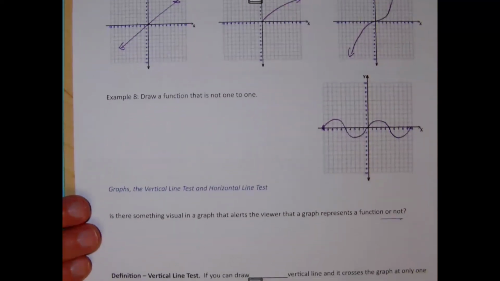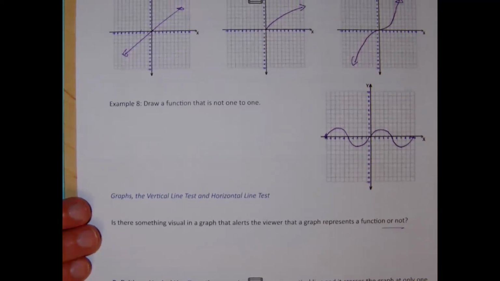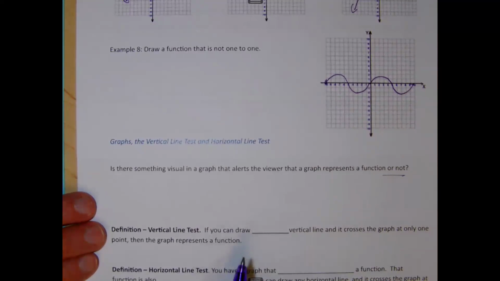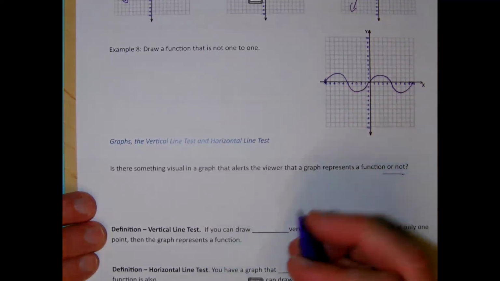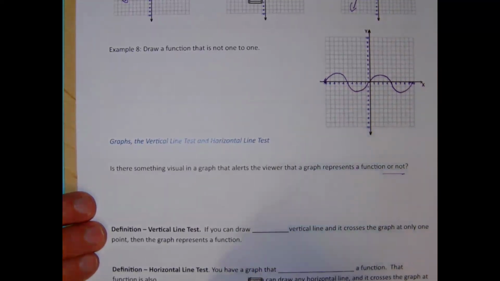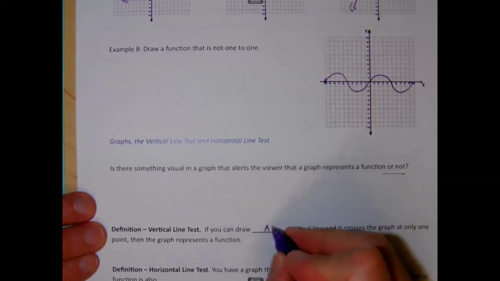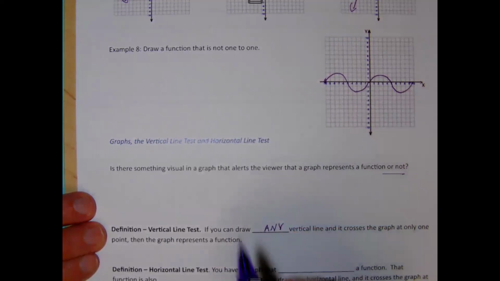Just to get to the chase, you might want to stop the video and think about it for a moment and see if you guessed correctly. But there's a thing called a vertical line test. If you can draw any vertical line and it crosses the graph at only one point, then the graph represents a function. So let's test this out.